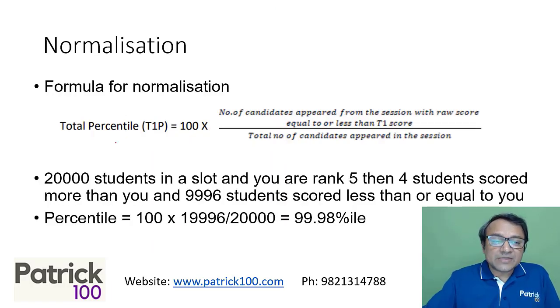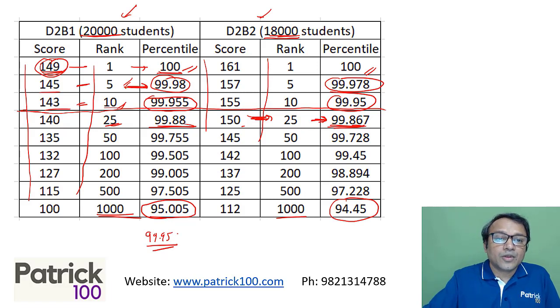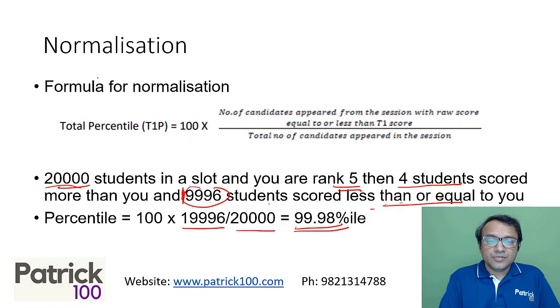Yeah, the formula, again this is explained in a little different manner. Suppose there are 20,000 students and you are rank 5, which means 4 students have scored more than you. So 19,996 students have scored less than or equal to you. So 19,996 upon 20,000 into 100 will give you a percentile of 99.98. Right? That's how you get 99.98 out here for the fifth ranker. I hope this is clear with regards to how the formula is used for normalization. So your percentile purely will depend upon your rank in your slot, and you will be competing with students from your slot itself in this year.